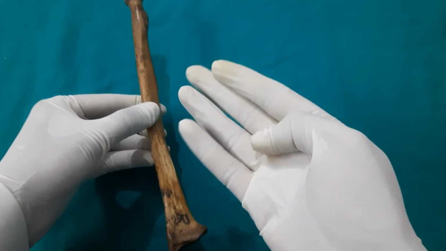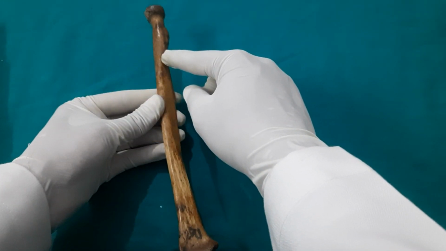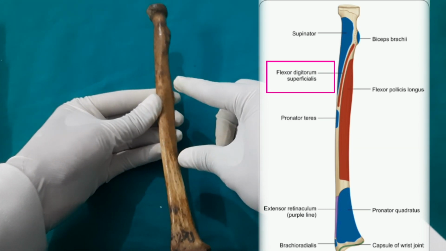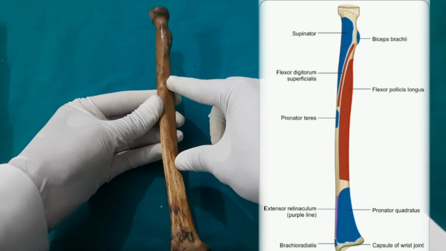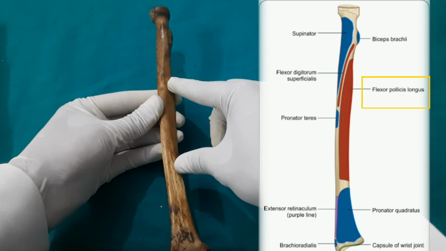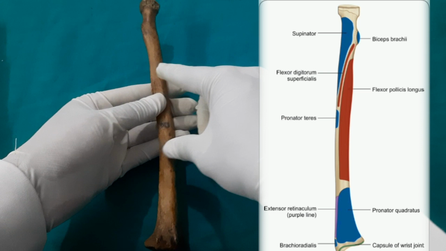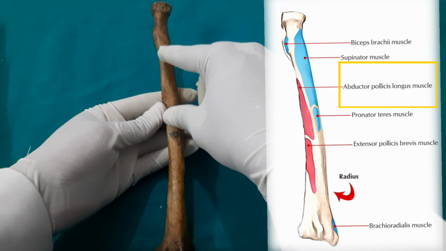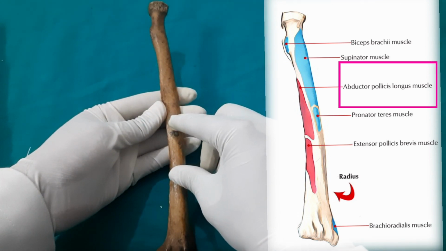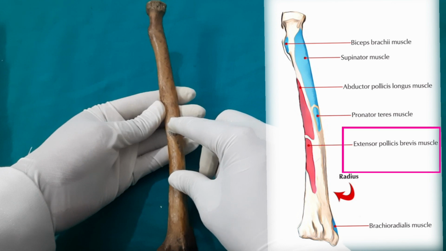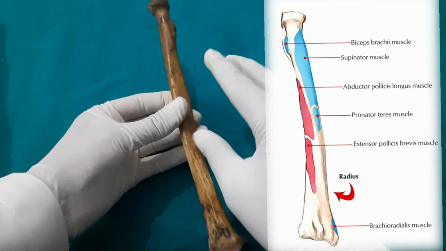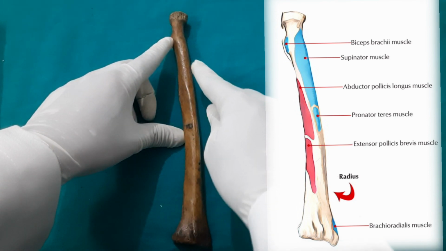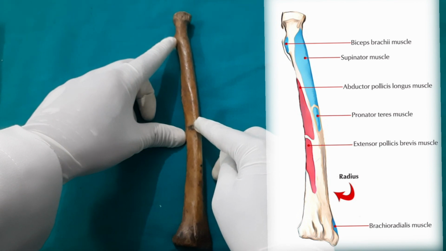Now talking about the 4 origins of the muscles. We have the origin of flexor digitorum superficialis from this anterior oblique line, and then from the upper half of the anterior surface, we have the origin of flexor pollicis longus. Similarly, the next 2 origins are from the posterior surface. In the upper half of the posterior surface originates the abductor pollicis longus, and below that is the origin of extensor pollicis brevis muscle. These are the 4 origins and 5 insertions. And also posteriorly, the insertions of biceps brachii, supinator, and pronator teres can be observed.